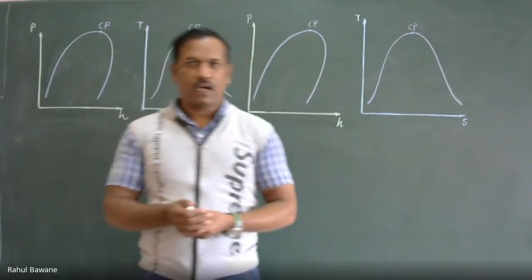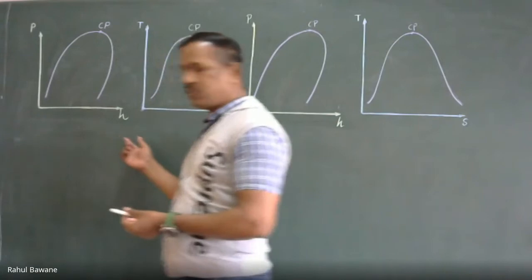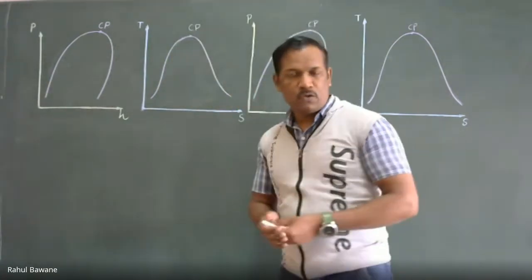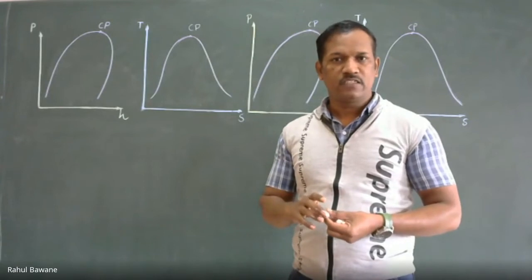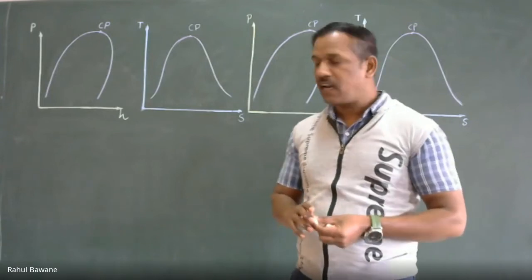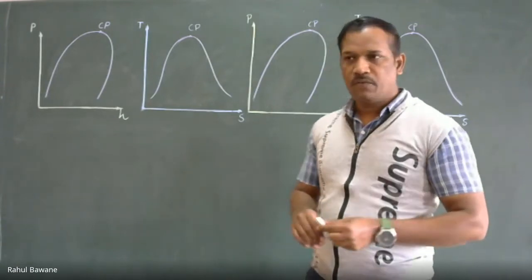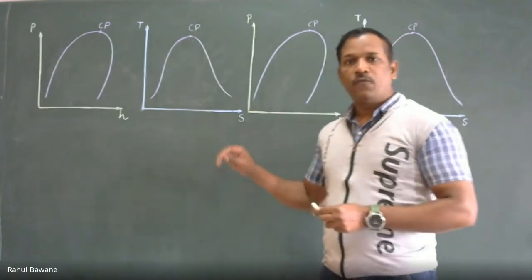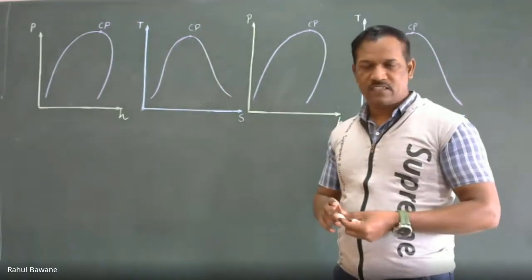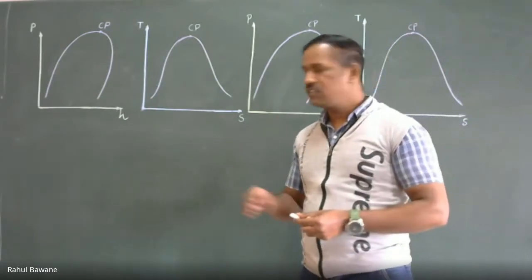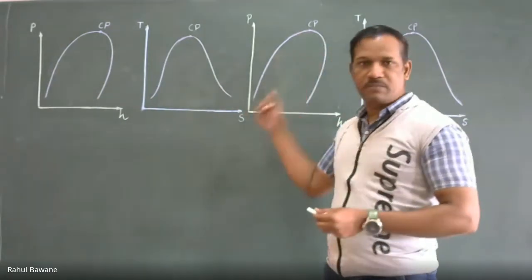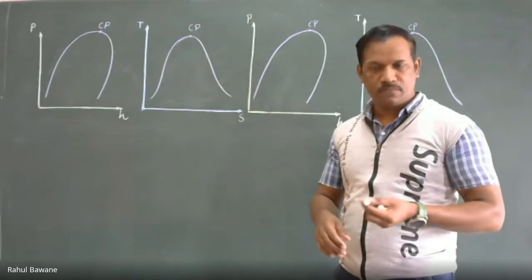We know how to draw the pH and TS diagram when, at the end of compression, the condition of the refrigerant is dry saturated, and when it is a wet condition. That means after compression it has not reached the dry saturation condition, it lies inside the dome itself, so it is wet vapor.